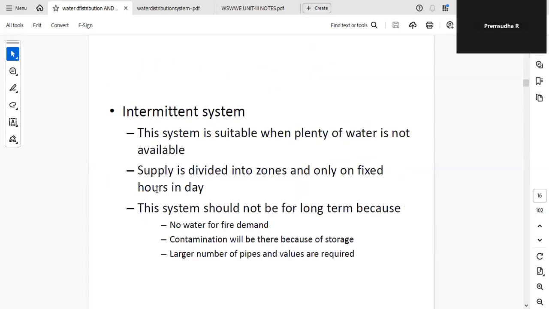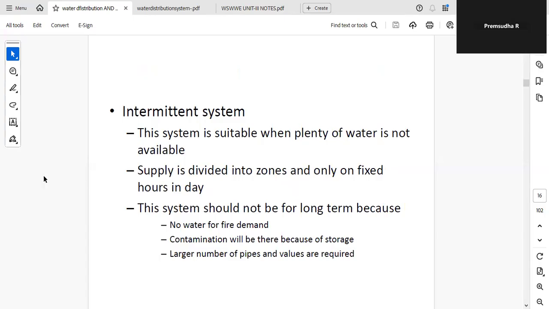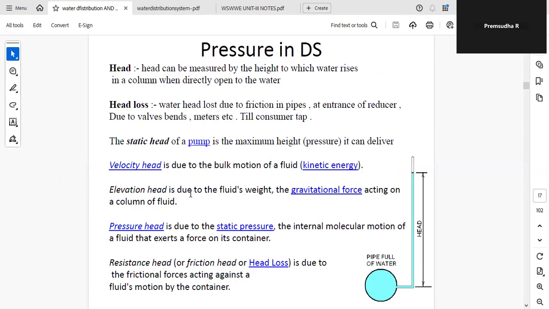Continuous means all the 24 hours water is supplied to the community. Intermittent supply means the system is suitable when plenty of water is not available. Supply is divided in zones and only at fixed hours in a day they will supply it for a limited duration, 3 hours or 4 hours like that. I will show this method of supply.